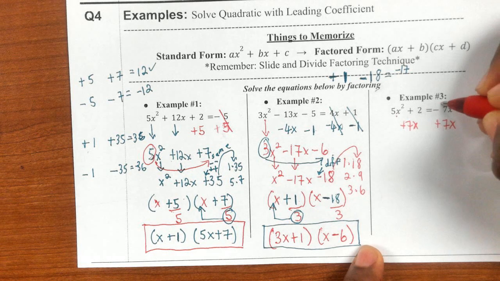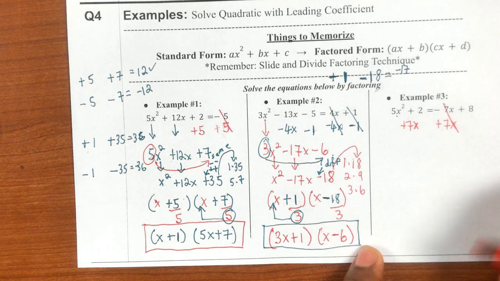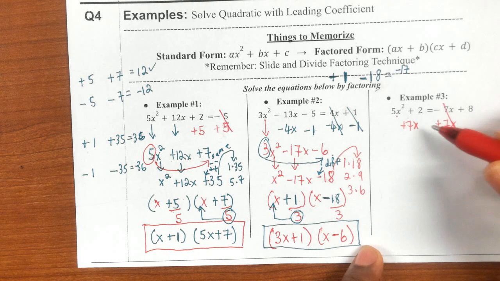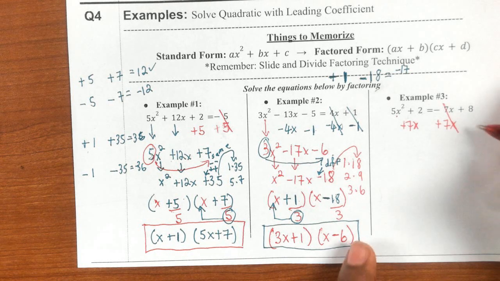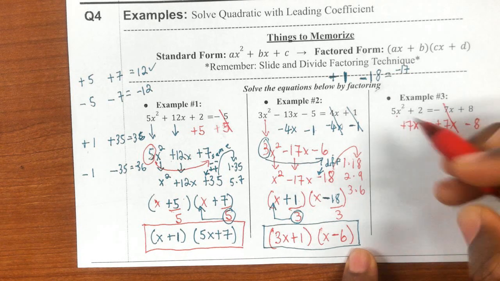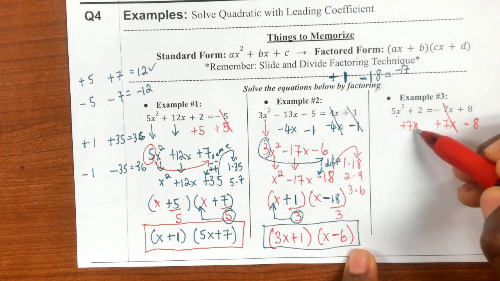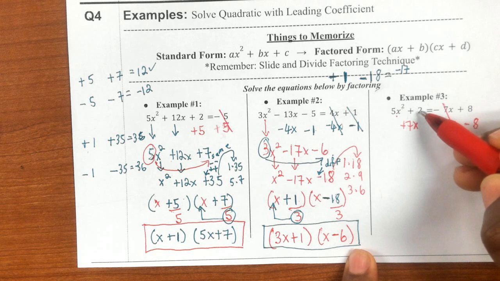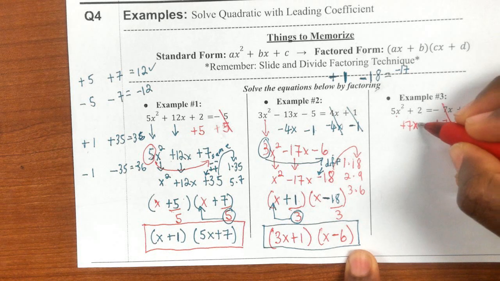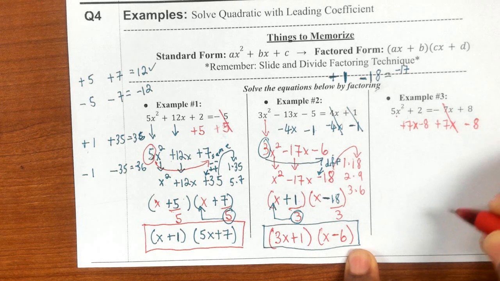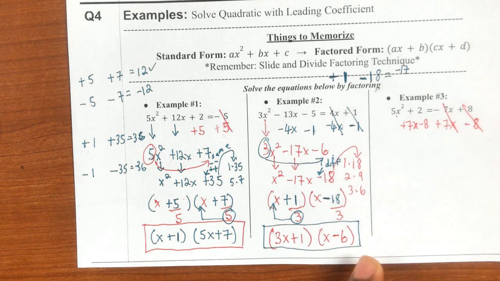So this gets cancelled. How do I move a positive 8 to the other side? I would subtract 8. Would I subtract it from 5x squared? No. From 7x? No. From the 2, the constant? Yes. So I would subtract 8. So this gets cancelled.